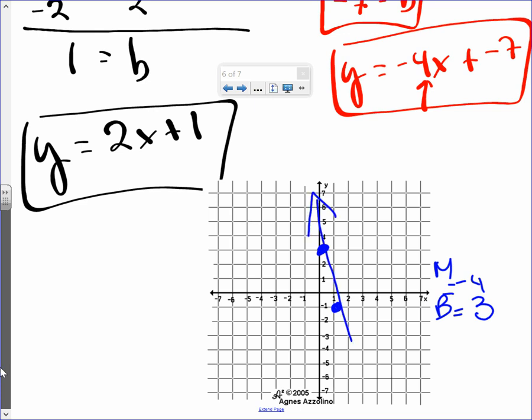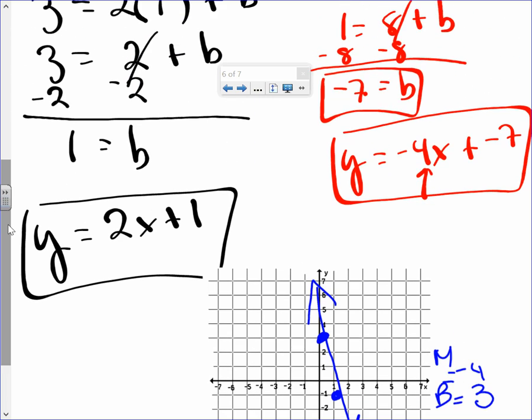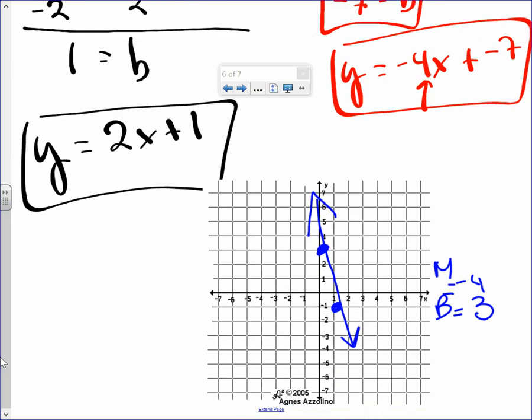Now in red, plot this one. Medina's going to come and graph the red line. So y-intercept of -7, -4 slope. Just go down and then to the right, or up and then to the left. Oh, 4, right? Yes. 1, 2, 3, 4. Draw a line through those points. You can keep going, make it more accurate.